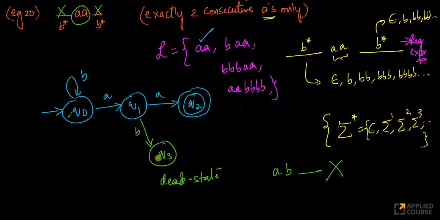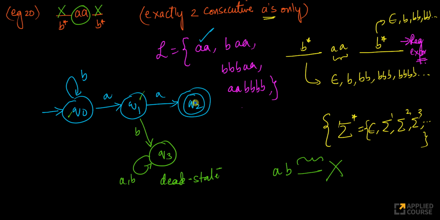So the moment I see AB, whatever you come across later, this should be a dead state. I should never be able to come out of this state. So for a dead state, what happens? All transitions will be to the same state. I'll never be able to reach this. For this state also, the transition on A and the transition on B are taken care of. So now let's go to this state.